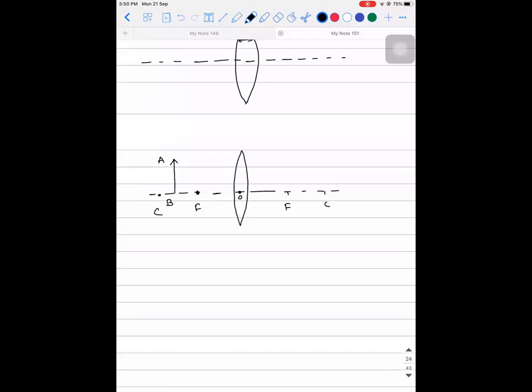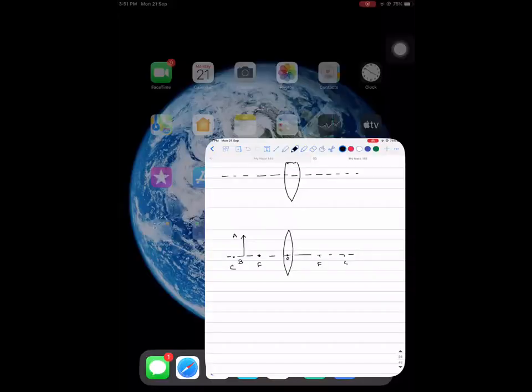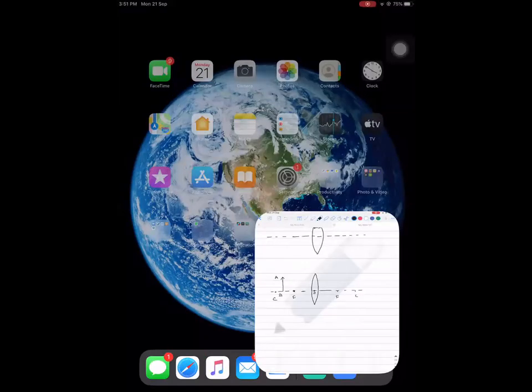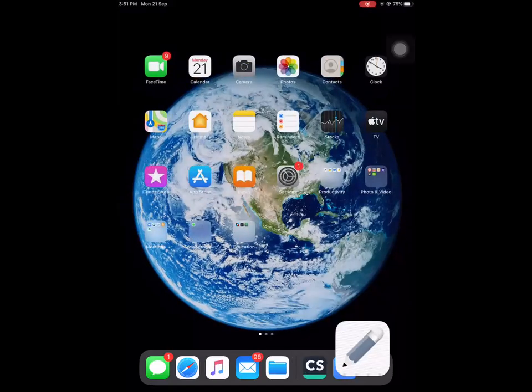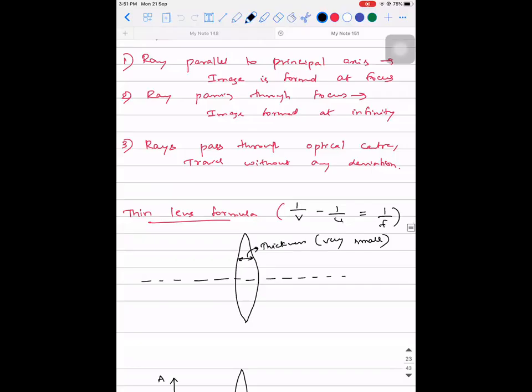Can you show the rules for just a minute? So the first one is a ray parallel to the principal axis, the image will be formed at focus. A ray passing through the focus, the image will be formed at infinity. Rays passing through the optical center travel without any deviation.